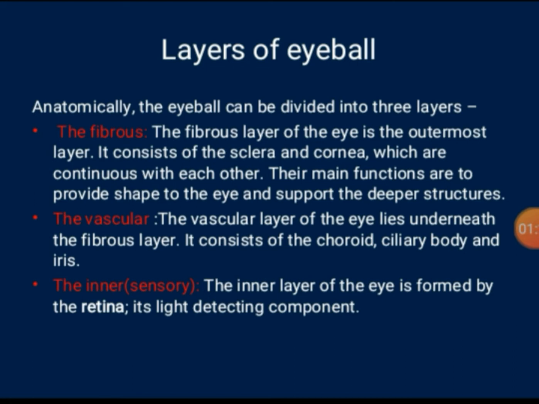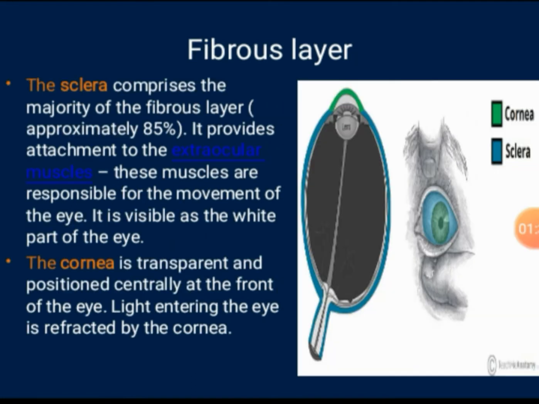The part that comes under the vascular layer is also called the uveal tract. The parts it consists of are the choroid, ciliary body, and iris. The innermost layer is the sensory layer, in which the retina comes, and it helps to form the image in the eye.